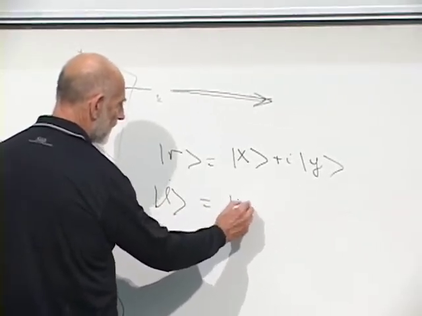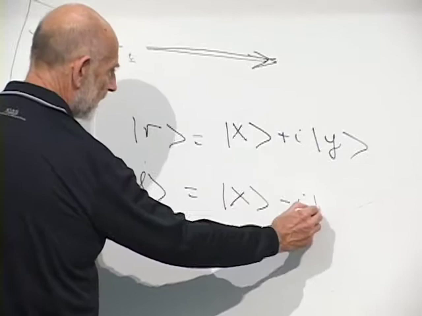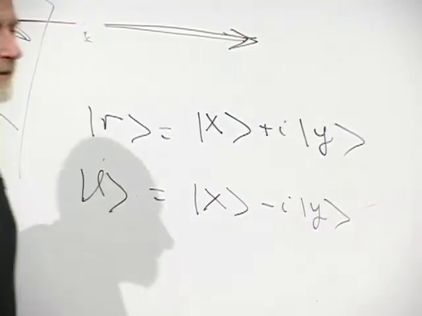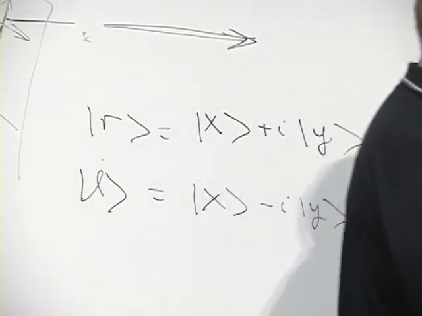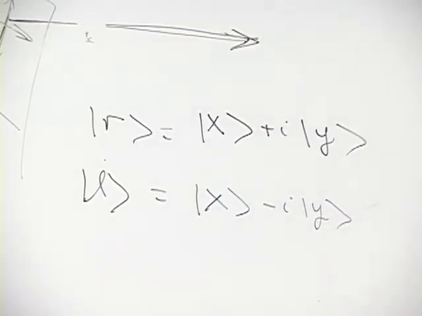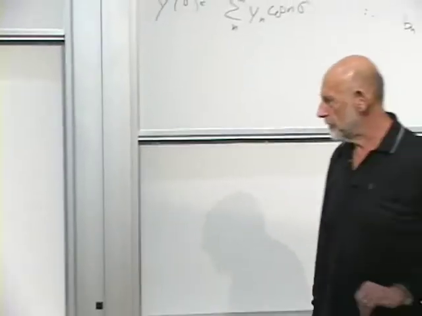Left-handed is X minus iY. Is it the same as the silver polarization, like the Stern-Gerlach experiment? If you send ionized silver, is it the same type of explanation? No, it doesn't have anything to do with that. It's just circular polarization. Just pure circular polarization.